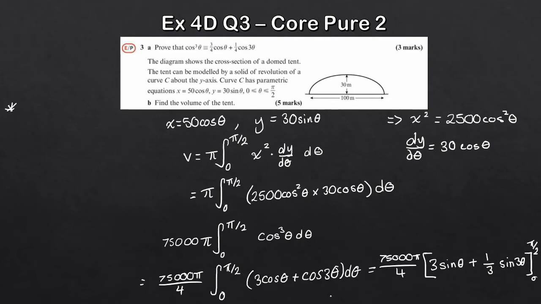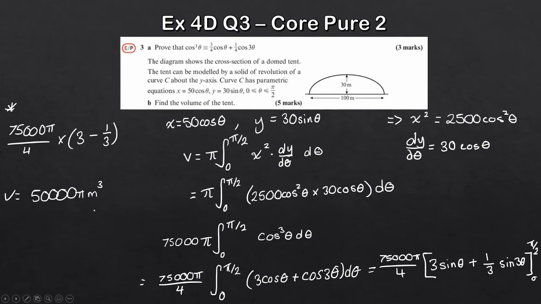All I've got to do now is just sub in my limits. If you do this correctly, you're going to get 75,000 pi over 4 times 3 minus 1 over 3. And if you work that out, what you should get is 50,000 pi. And then if we put our units in, meters cubed because it's volume. Okay, so V equals 50,000 pi meters cubed.